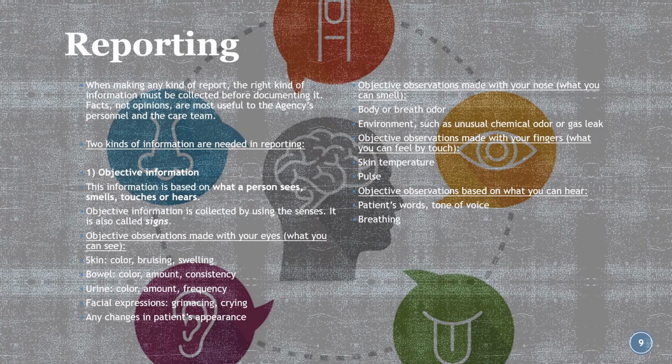Reporting. When making any kind of report, the right kind of information must be collected before documenting it. Facts, not opinions, are most useful to the agency's personnel and the care team. Two kinds of information are needed in reporting. One, objective information. This information is based on what a person sees, smells, touches or hears. Objective information is collected by using the senses. It is also called signs.